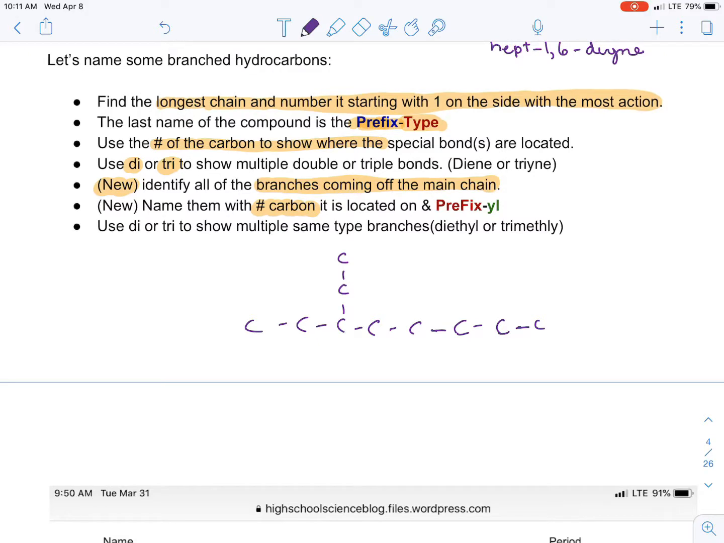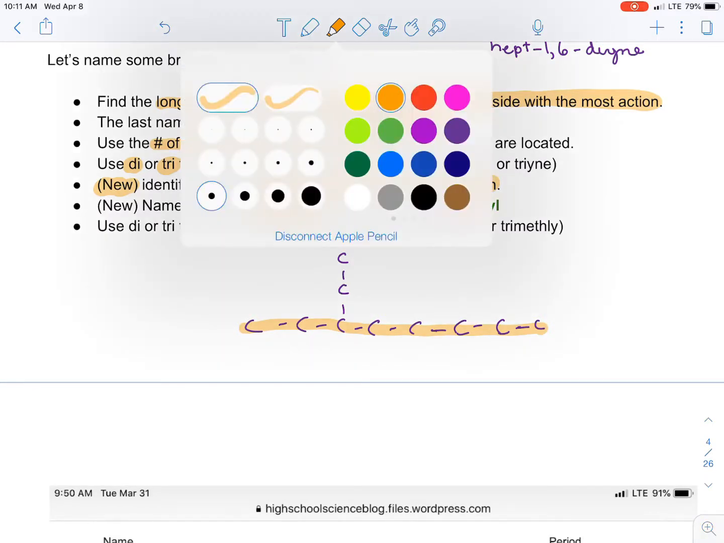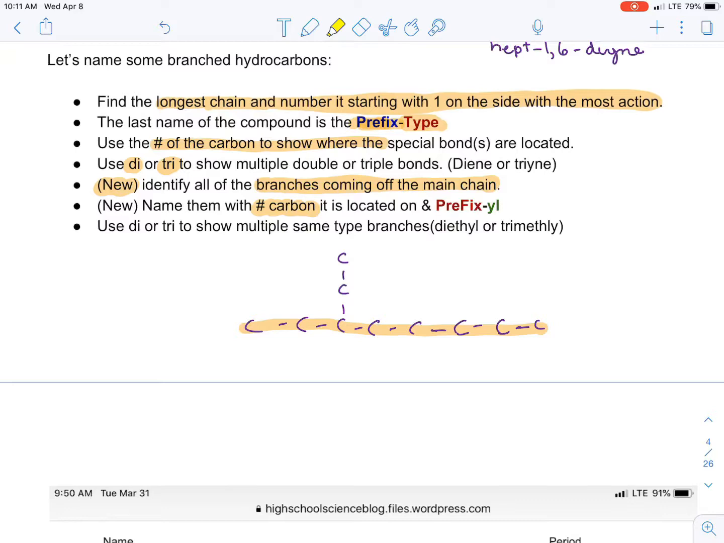So let's try to find the longest chain. 1, 2, 3, 4, 5, 6, 7, 8. I drew it in a straight line, right? You guys knew I was going to do that. It doesn't have to be in a straight line. I'll show you that later. Okay, and then what do we have? Oh my gosh, it has a little appendage hanging off here. I'm calling that a branch.